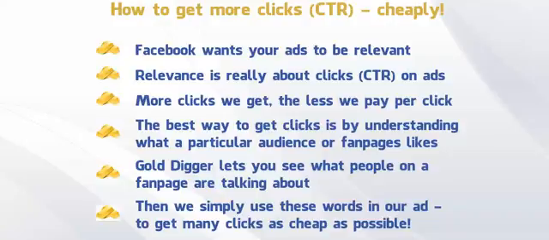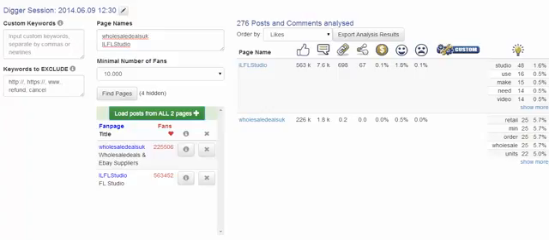And the best way to get clicks is by understanding what a particular audience or fan page likes and giving it to them. But of course the issue with this, if you're entering a market for the first time, you probably don't know what a fan page is most interested in. Well, the cool thing is that Gold Digger lets you see what people on a fan page are talking about right now. Then all we do is we simply use some of these words within our ad, and this of course ensures that our ad is relevant and it's going to get as many clicks as possible.